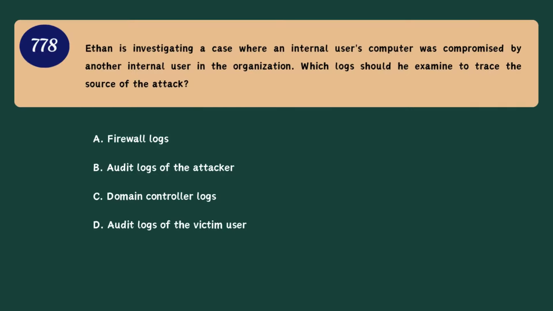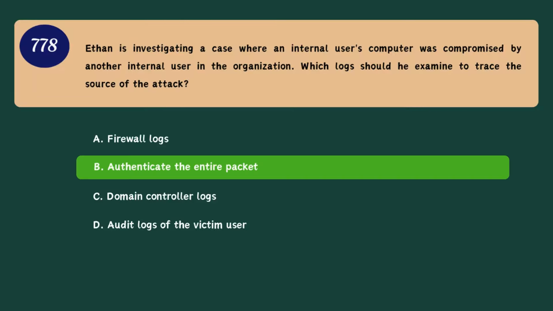Question 778. Ethan is investigating a case where an internal user's computer was compromised by another internal user in the organization. Which logs should he examine to trace the source of the attack? A. Firewall logs. B. Authenticate the entire packet. C. Domain controller logs. D. Audit logs of the victim user.